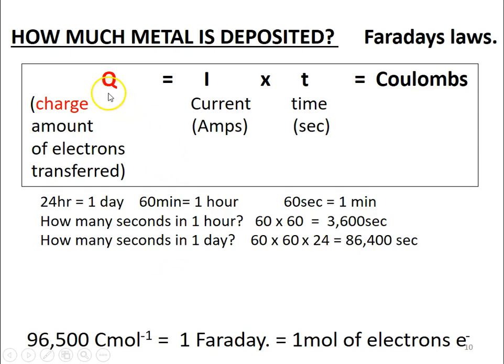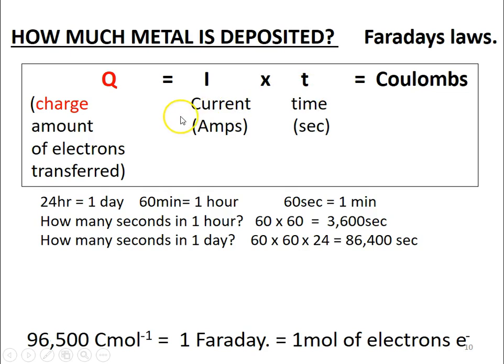Okay, so the first equation that we use to work out the mass deposited is Q. Q is the charge. So Q equals IT. I is the current in amps. So if you're given milliamps or something, you have to convert it to amps. And T is the time taken.